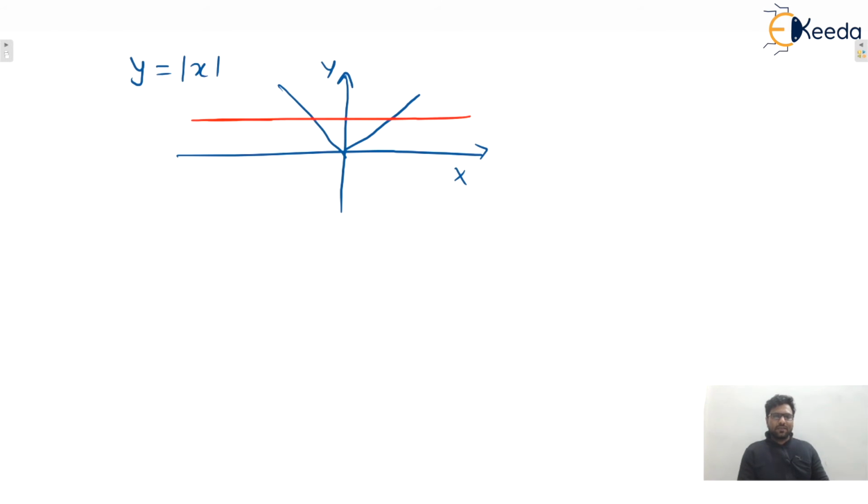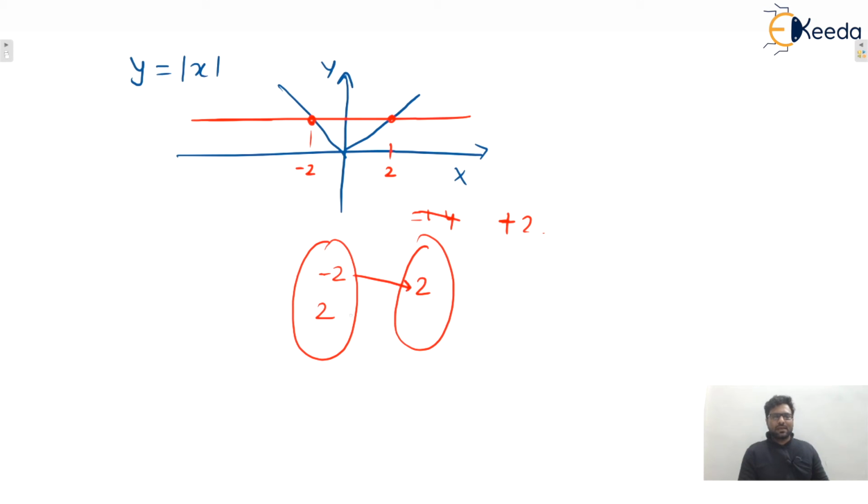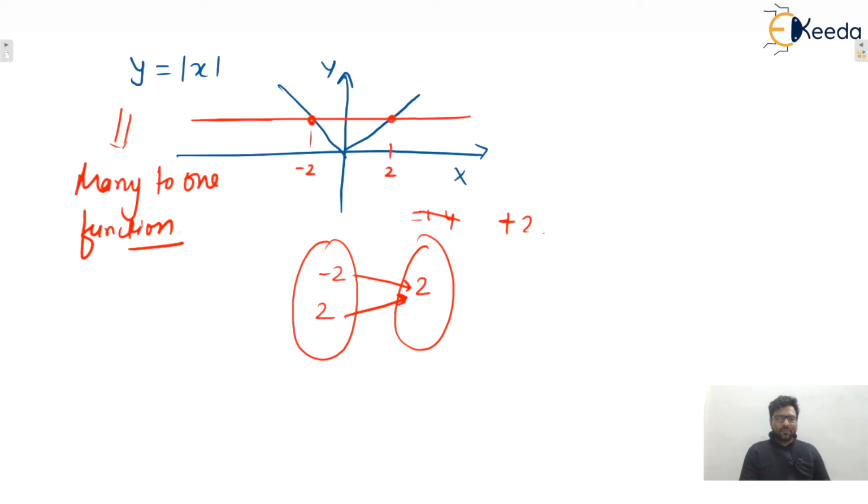So you can say that this line is intersecting at two places, isn't it? Let's say this is 2, this is minus 2. So at both places the output will be plus 2 only. Either it is minus 2 or 2, that is mapped to the 2 only. So we can say that this one is a many to one function. I hope this one is clear to everyone. Okay, so that is many to one.